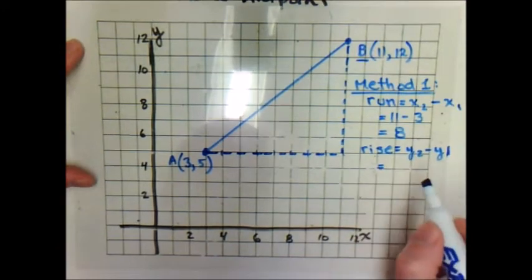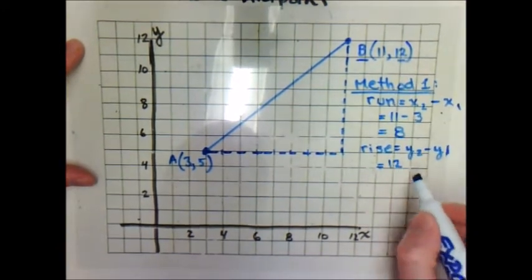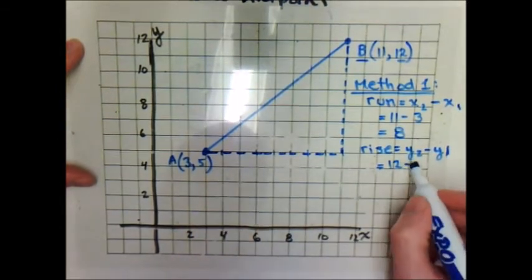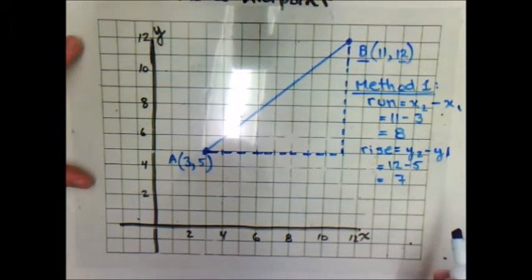So what is y2? y2 here is 12, and y1 is 5. So we've got 12 take away 5, which equals 7.